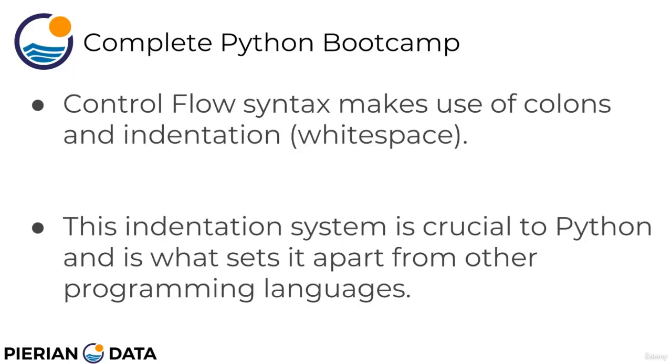In order to understand the syntax, we have to understand that control flow syntax in Python makes use of colons and indentation, otherwise known as whitespace. This indentation system is absolutely crucial to Python, and it's really what sets it apart from other programming languages. This use of whitespace and indentation allows Python code to be easily readable and very quick to prototype.